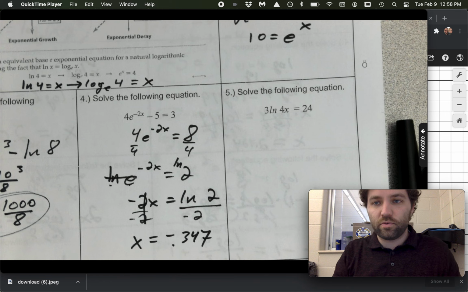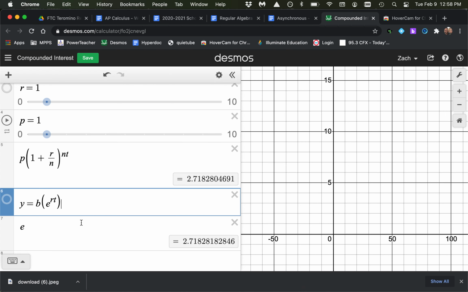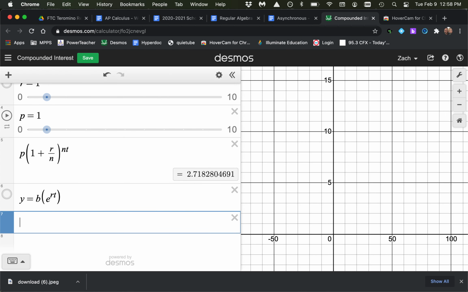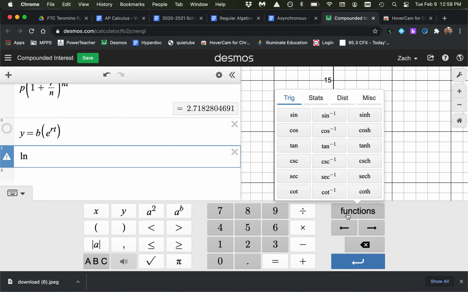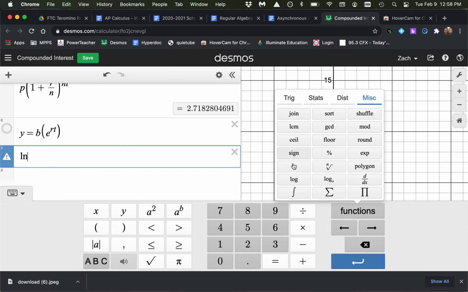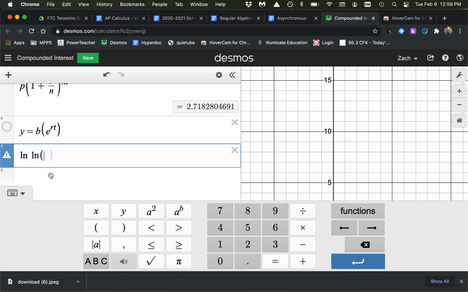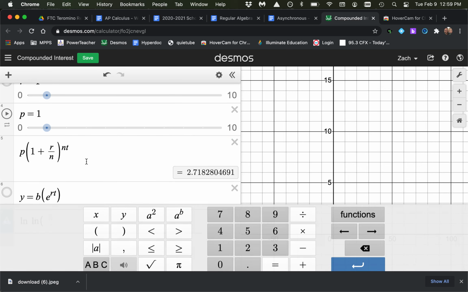I have this in Desmos as well. Bring that up real quick. So probably the easiest thing is just to type ln. Okay, it'll automatically go to natural log, but if you look at the calculator keyboard here, you just go to functions, and I think it's under miscellaneous. Yes, there's ln right there. So those are different ways that you can do it in Desmos.